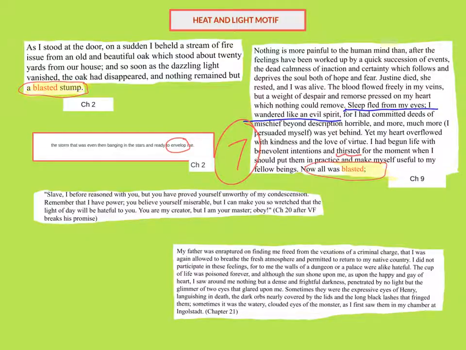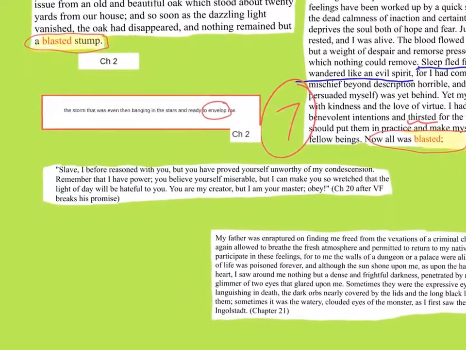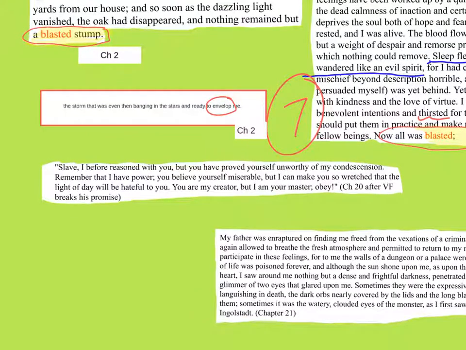Just to reinforce that idea of parallels as well, this is the creature talking to Victor in chapter 20, after Victor breaks his promise of making the creature a companion. Slave, I before reasoned with you, but you have proved yourself unworthy of my condescension. Remember that I have power.